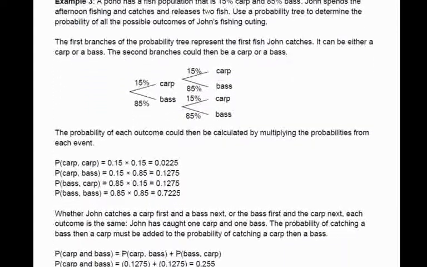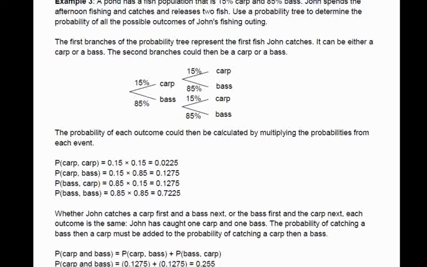The last example looks at a more complicated theoretical question. This is one that requires the use of a probability tree. And we would use a probability tree anytime we have 2 or more events, and we're trying to determine the probability of something happening if multiple events occur.